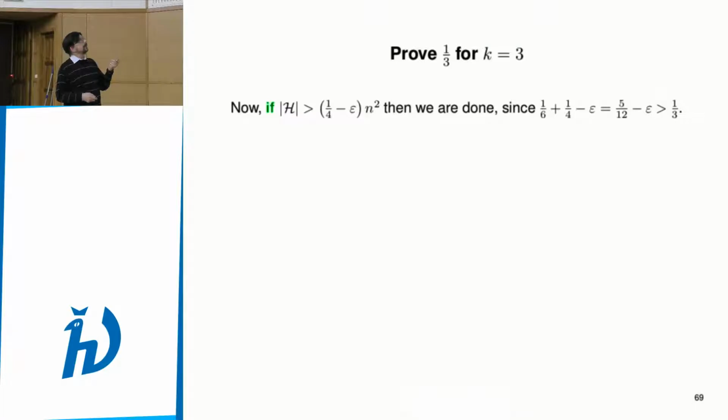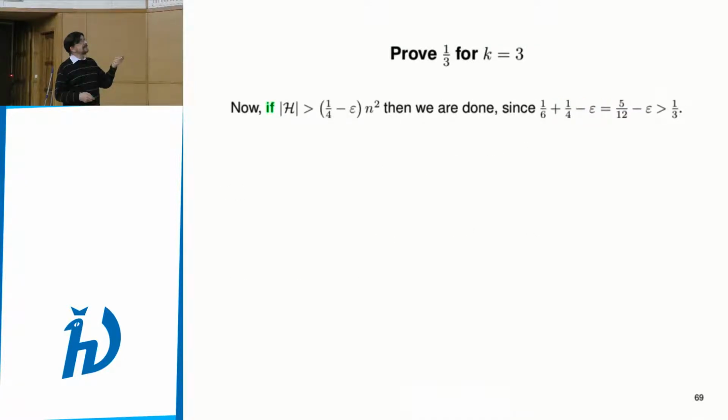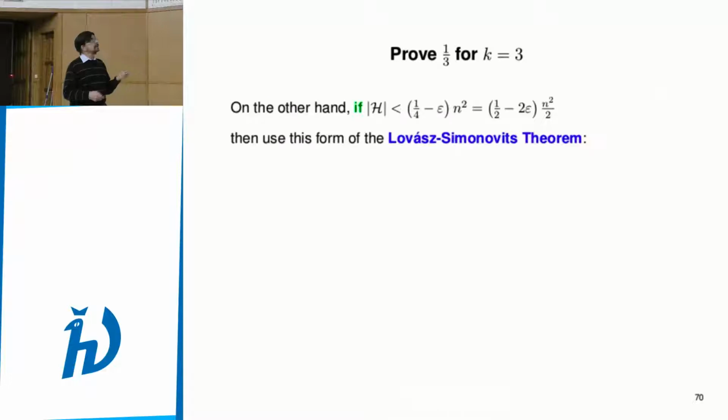So if h is more than this, here we have 1/6 for E. And if this is at least this one, then we add up the coefficients 1/6 and 1/4 minus epsilon, which is 5/12 minus epsilon, which is more than 1/3, and we wanted to prove 1/3 first, right? And so then we are done.